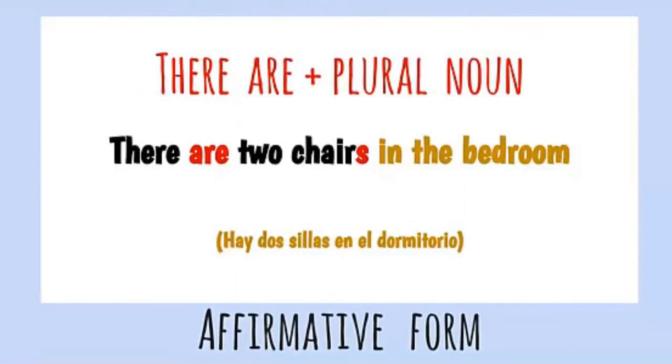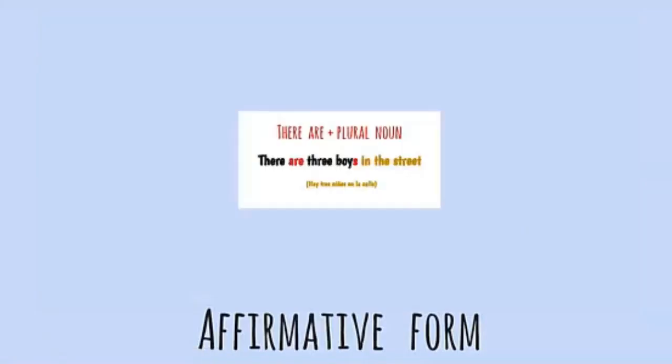Now the structure has changed because we have plural nouns. Then we use the verb in the plural, like this. There are plus plural noun. Be careful because, as I said before, there are has no contractive form. There are 2 chairs in the bedroom.